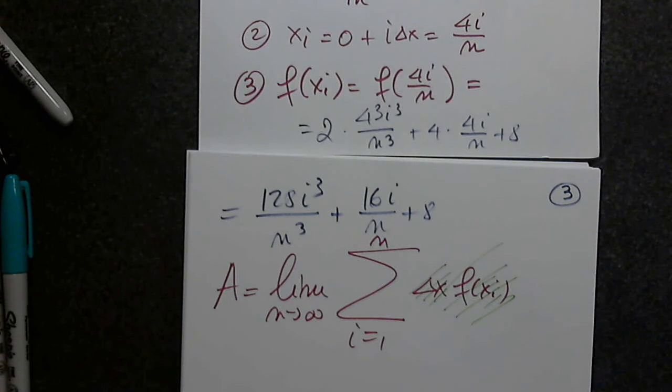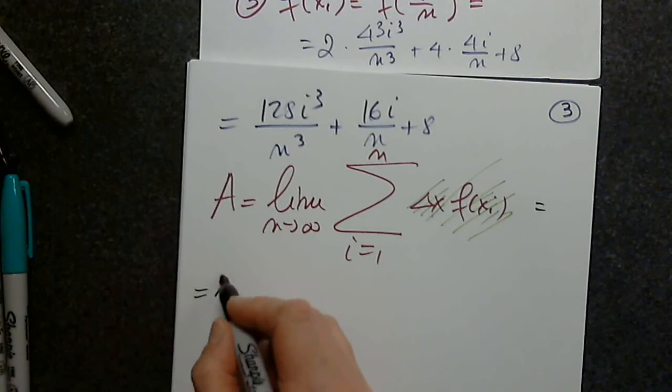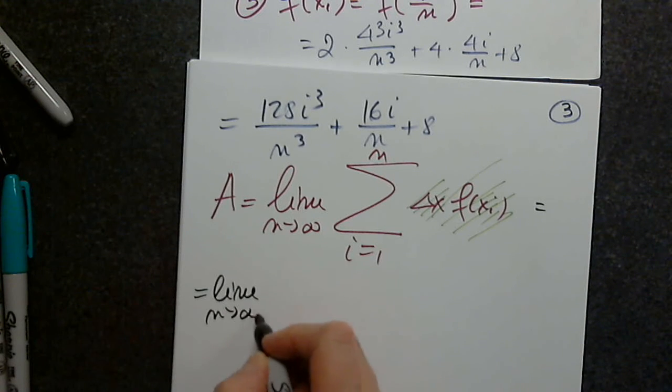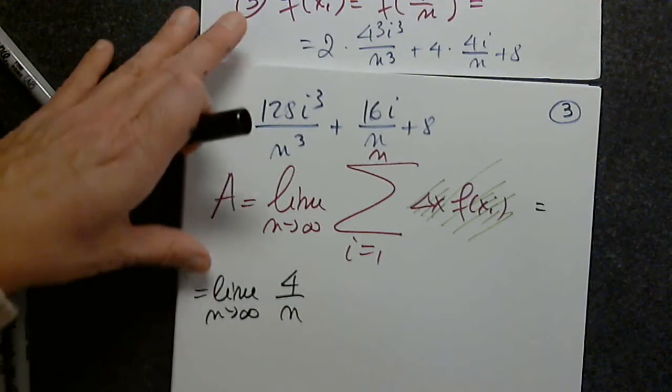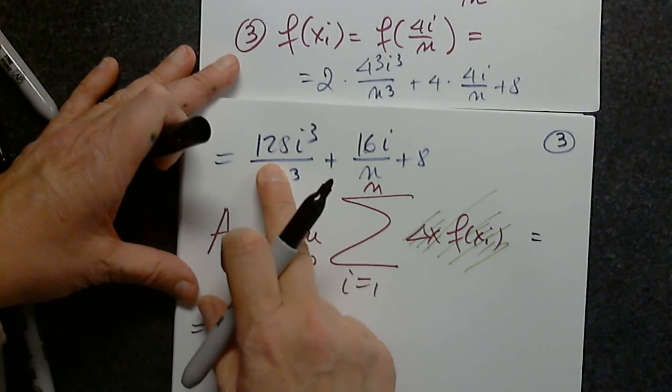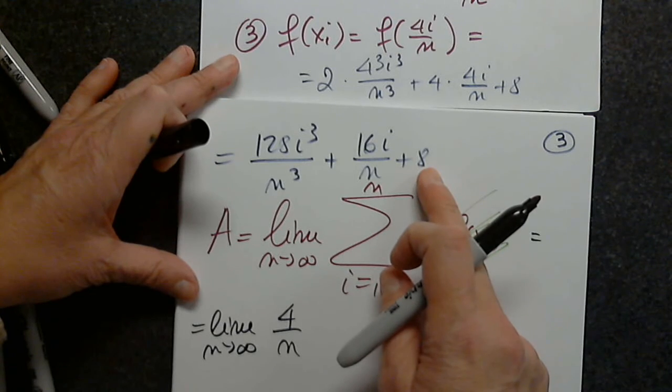Here's what I do. Since delta x does not depend on i, I'm going to put it in front, between the limit and the summation notation. And delta x, as you told me, is 4 over n. So this is the limit as n approaches infinity of 4 over n. And now I have to write the sum of the first term plus the sum of the second term plus the sum of the third term.